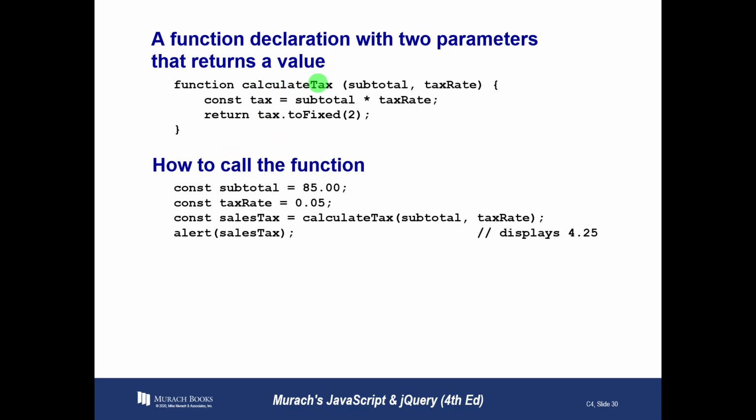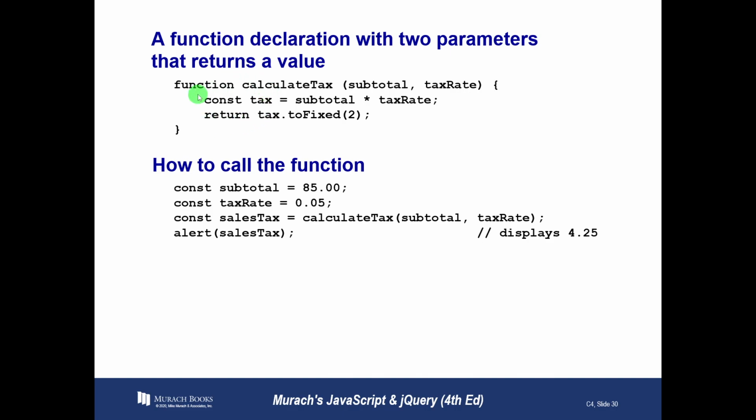So here's a function called calculateTax. This is the declaration. We have the function keyword followed by the name of the function, which is calculateTax. The name tells us what this function does. And this one takes two parameters inside the parentheses that follow the name. It requires us to provide it a subtotal, and the comma separates and tells us we also have to provide a tax rate. And then it's going to take these two parameters and multiply them, subtotal times tax rate, and store the result in this tax constant. And then it's going to return the tax rounded to 2 decimal places.